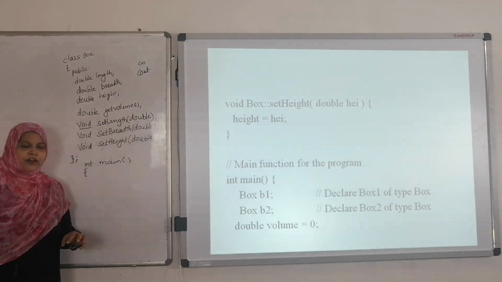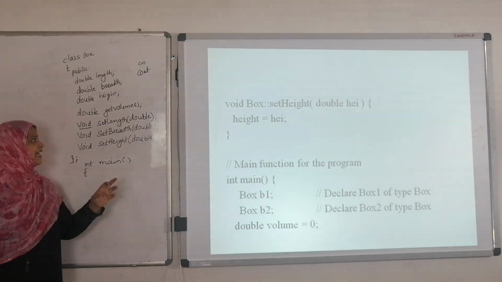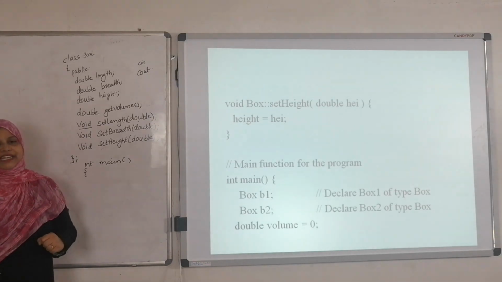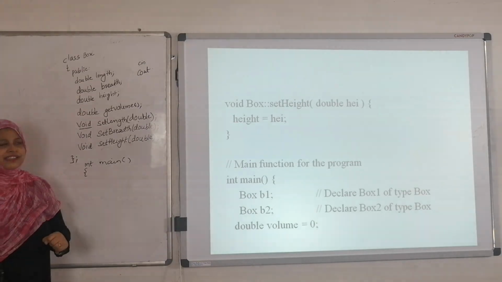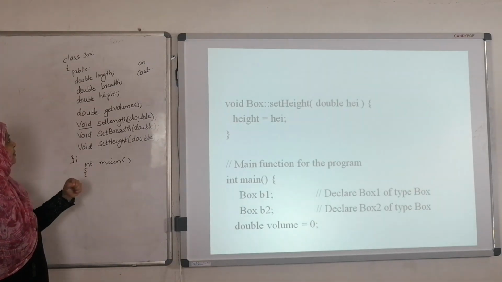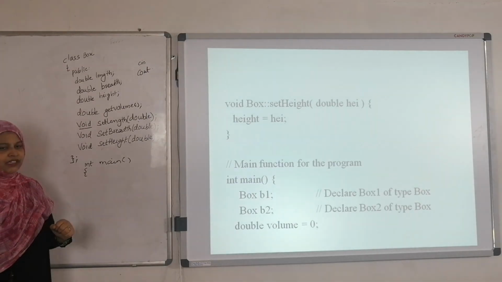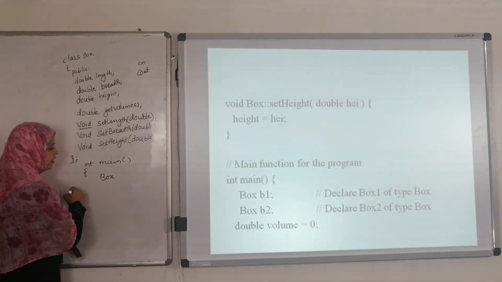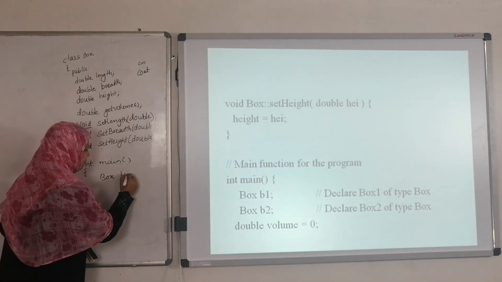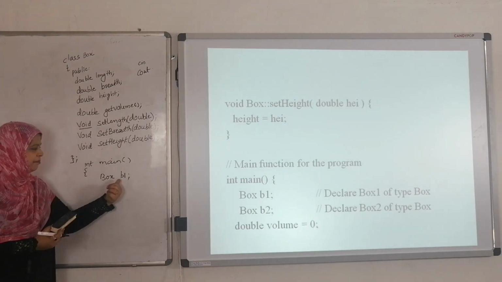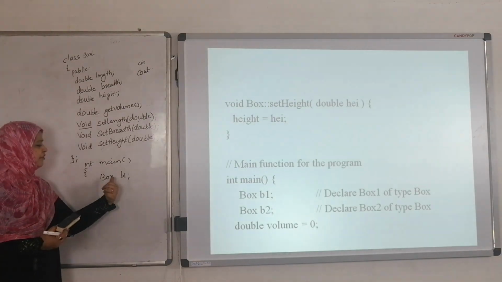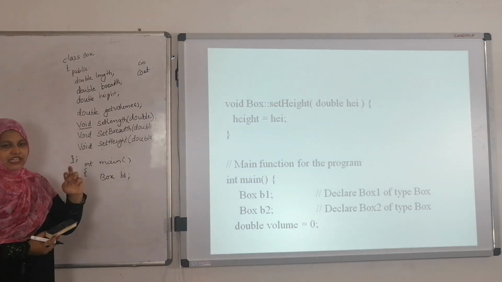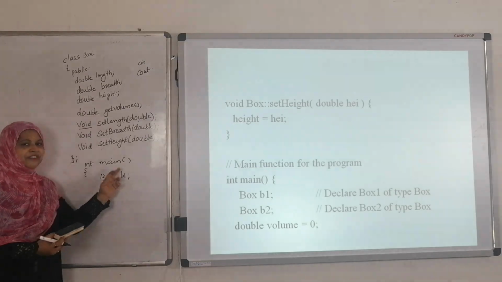We have to create the object. By using the object we can access the data members and member functions outside the class. How do we create the object for this one? What is the class name? Class name is box, followed by the object name B1. Box B1 means we are creating one object B1 for the class box.